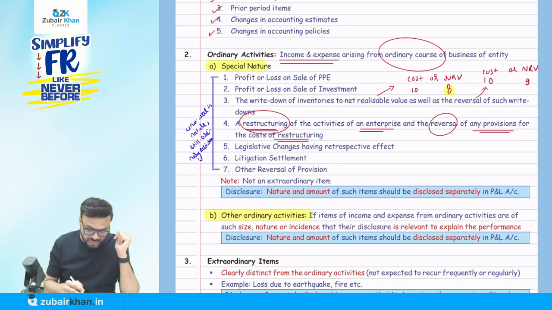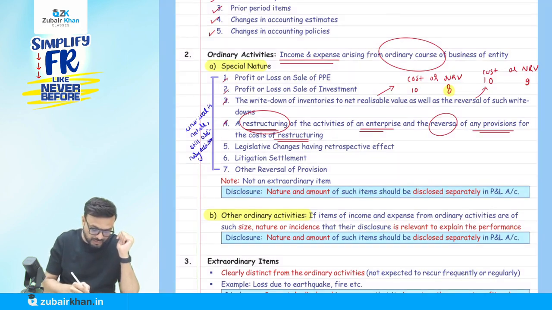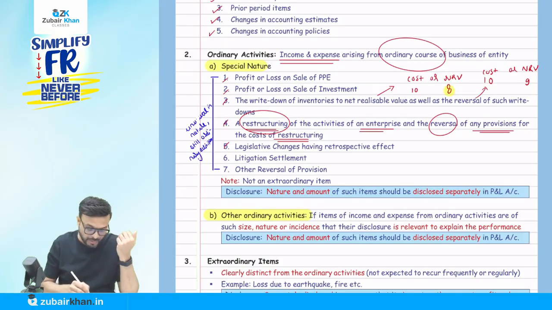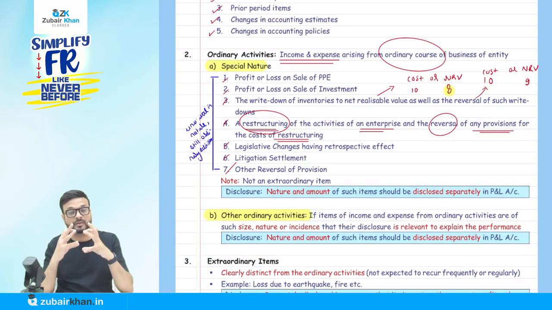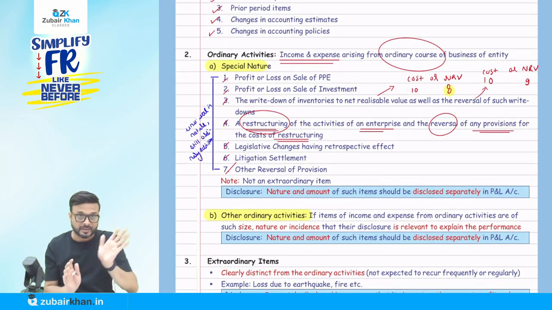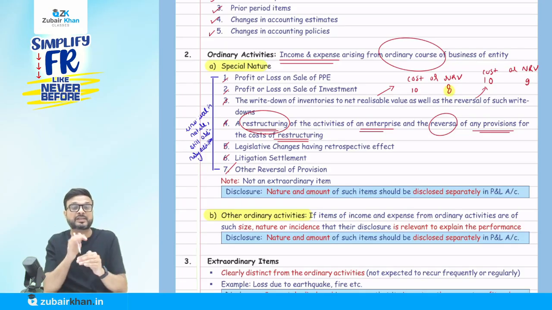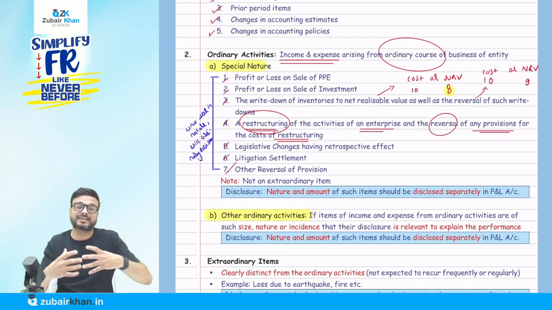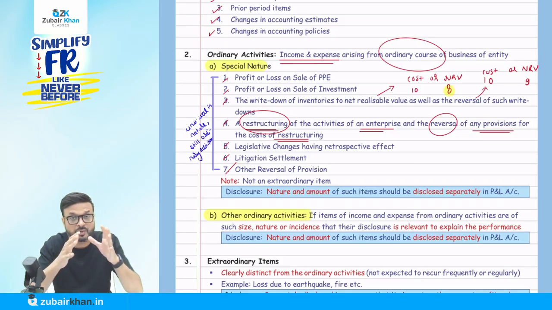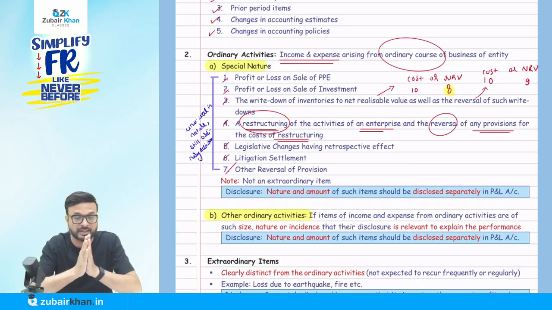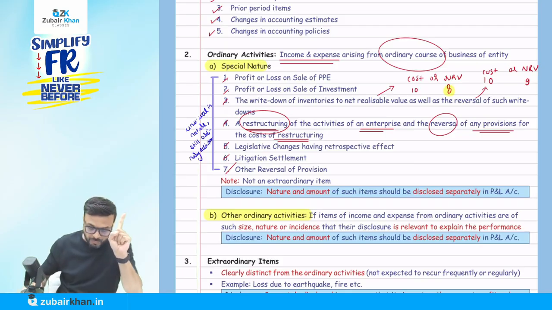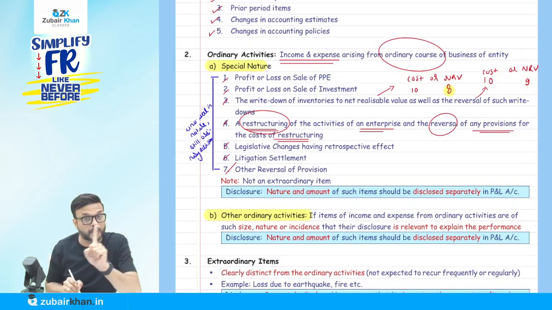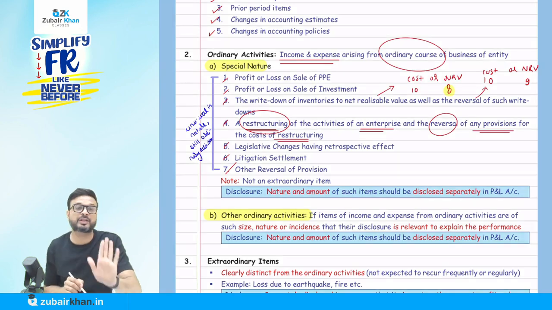Then litigation settlement: some cases going on and the settlement comes. And other reversal of provision. Other reversal means any provision that we have created. That is not of special nature, but reversal means we are cancelling the provision, that is of special nature. So remember, these 7 items might look like they are not the ordinary item, but listen, these are ordinary items and not extraordinary. These all 7 are special nature ordinary items.